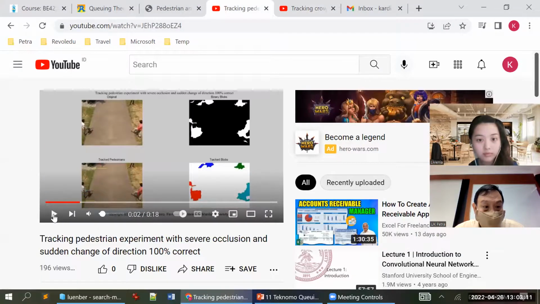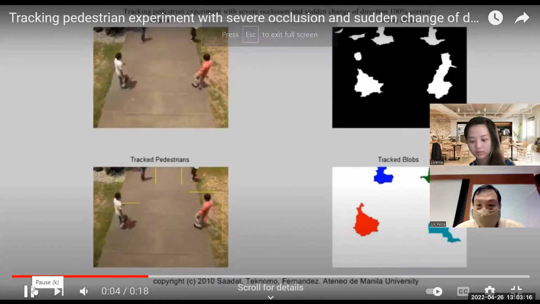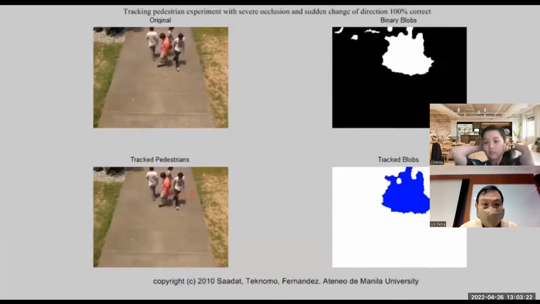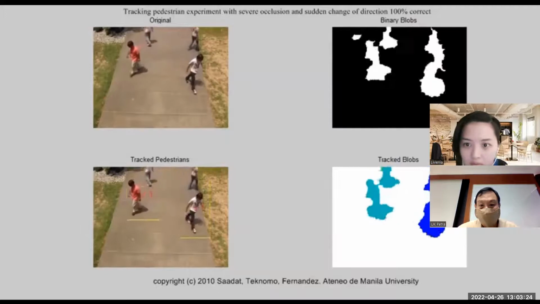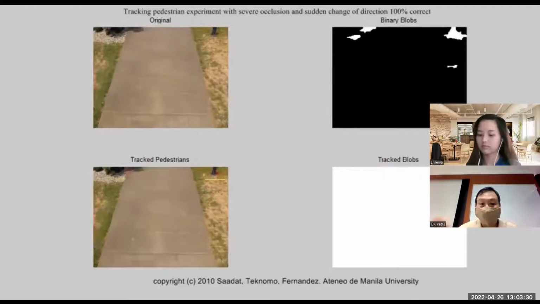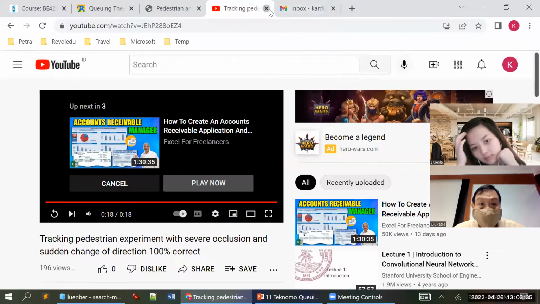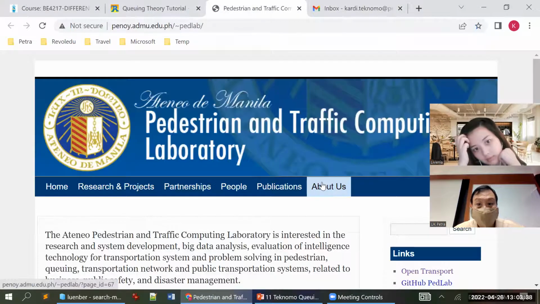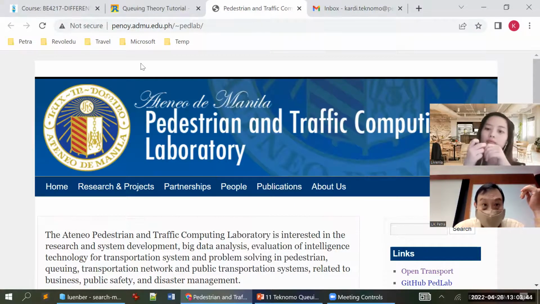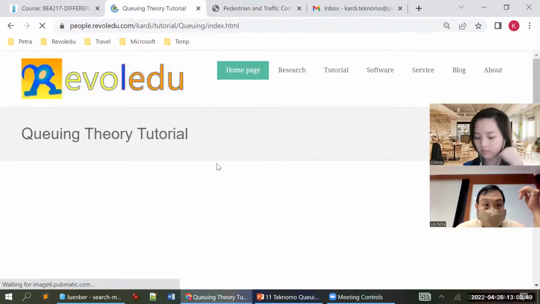This is another example of the experiments. We are trying to track them with computer vision, and we want to know whether we can track them correctly. The numbering is important, and how the flow rate is. In fact, my previous lab was called Pedestrian and Traffic Computing. Anyway, I have a queuing tutorial on my website.